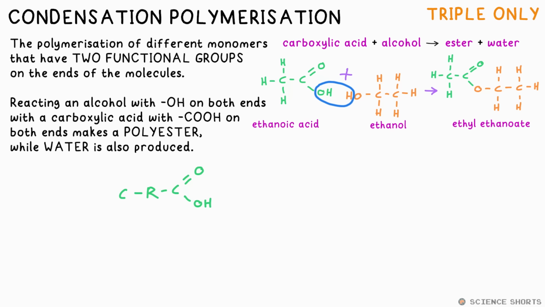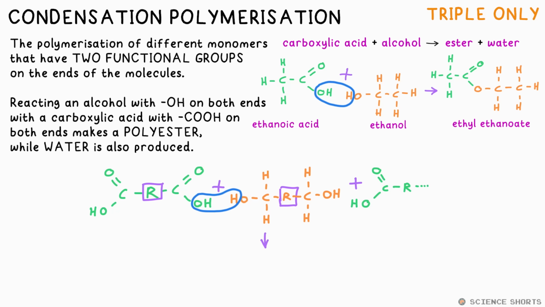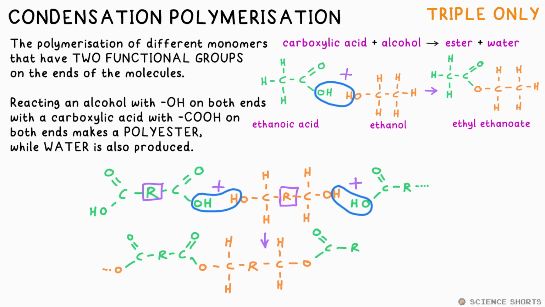Now let's react an alcohol that has the hydroxide, that's the OH functional group, on both ends, with a carboxylic acid that has COOH, we call that the carboxyl group, on both ends too. Now this reaction happens on both ends and we can make a chain of this ester. This would then be a polyester. It doesn't really matter what's in between the functional groups, we can just write R as a shorthand for the stuff in the middle, or just a box. Again, water is chucked out, hence why it's called condensation polymerization.